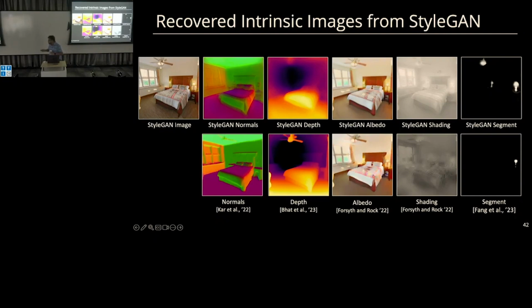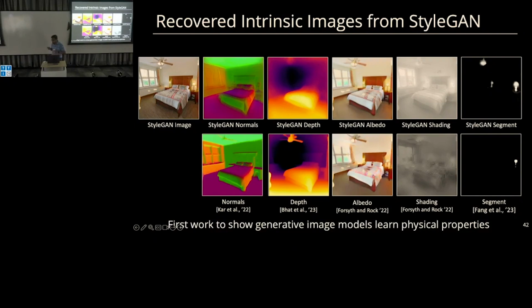So this was one of the first works to show that these generative image models are not just image generators, they are also learning physical concepts or physical properties of images under the hood. And we can easily recover them without using any labeled or supervised data.